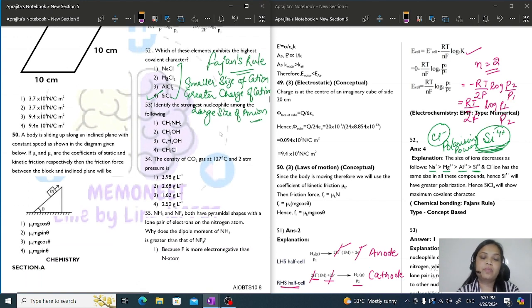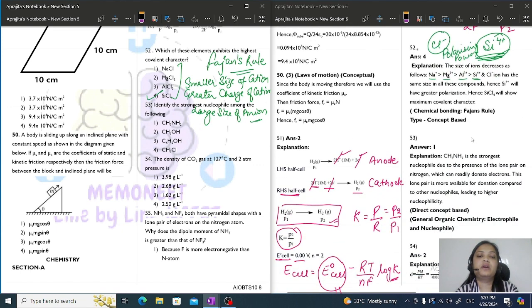Question number 53. Identify the strongest nucleophile among the following. The strongest nucleophile will be the one in which the lone pair of electrons is readily available for bonding. So that will be acting as a good nucleophile.